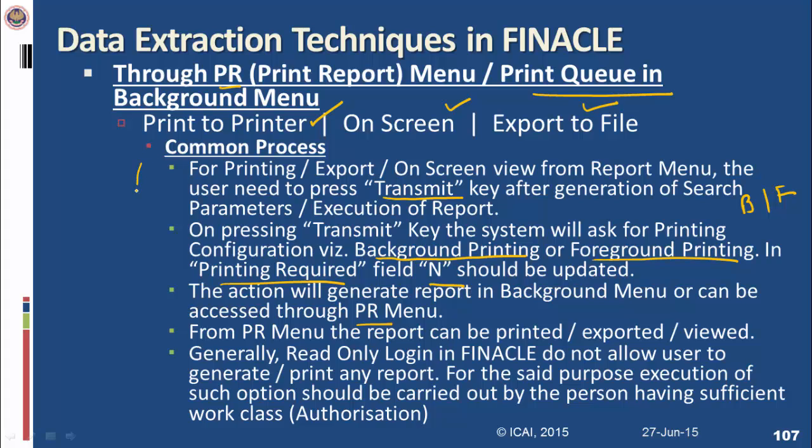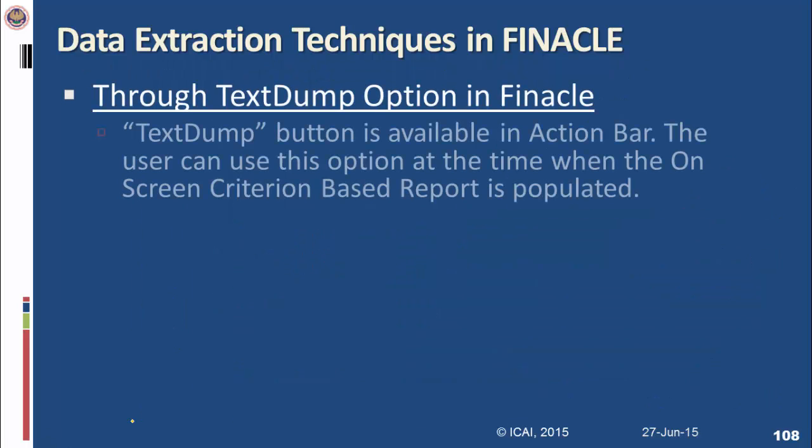Now, this is the common process. Once this process is completed, we can access that report through PR or the print queue inquiry in the background menu. Another option, as we have discussed earlier, is that there are certain restrictions in extraction of information. The last resort available is the text dump. Text dump is available under the action bar in Finacle.